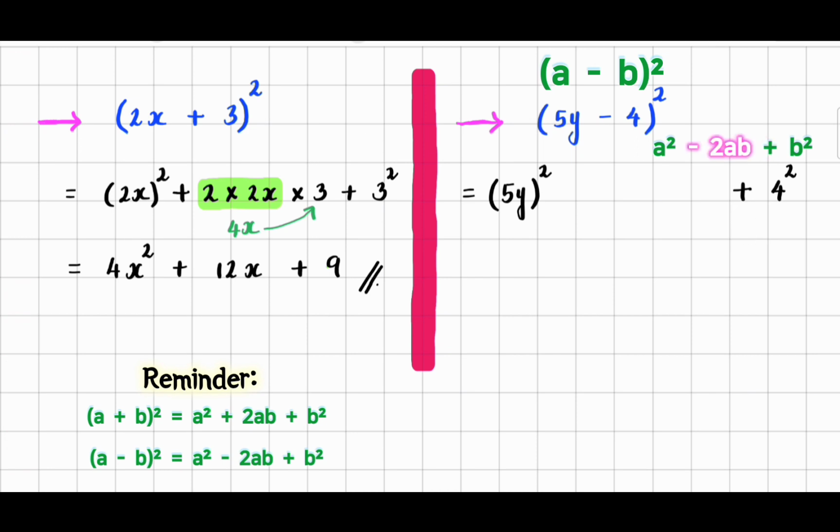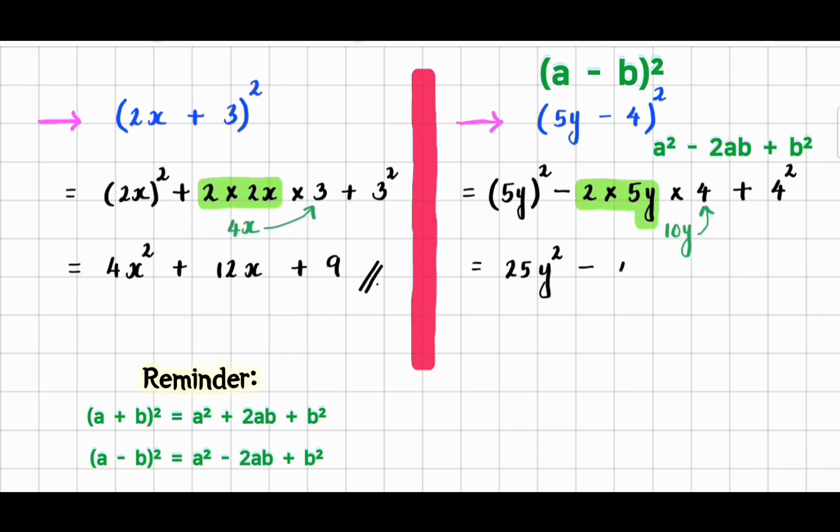And to find the middle term, we multiply 5y and 4 and double it. Here is the binomial square with negative sign, so our middle term should be negative. So 5y the whole square is 25y square minus 2 times 5y is 10y and that 10y times 4 is 40y plus 4 square is 16.